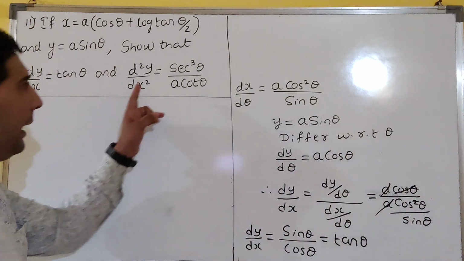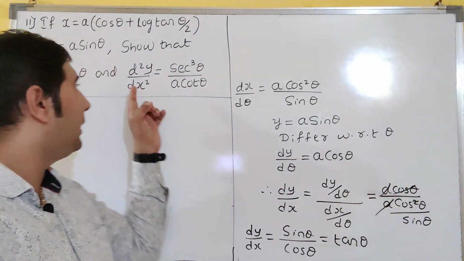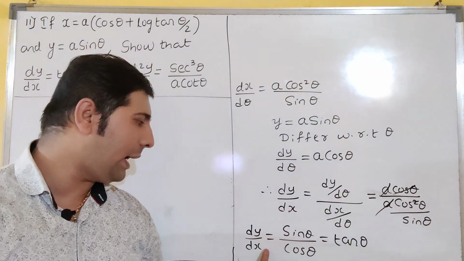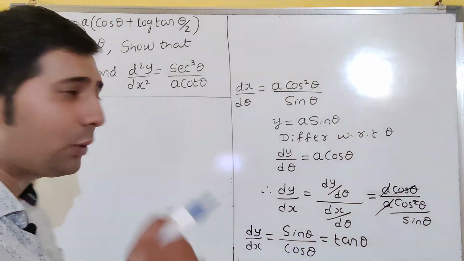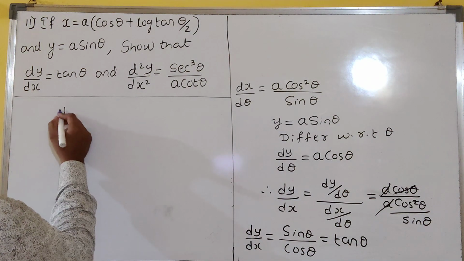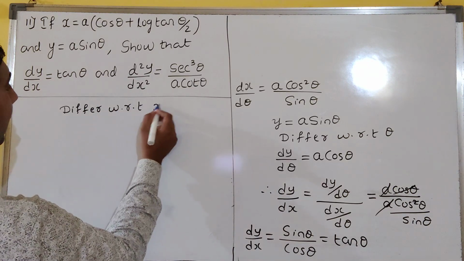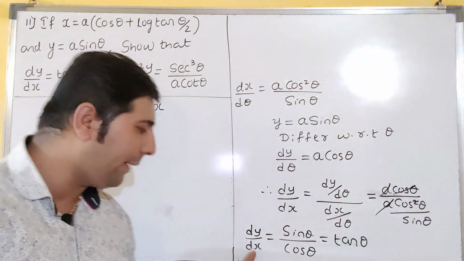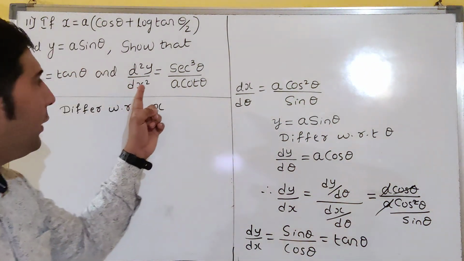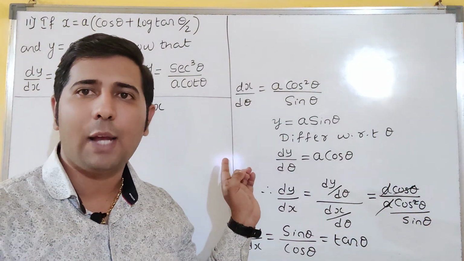I have to show, I have not erased the question because you have to understand what I am proving here. D square y by dx square is equal to sec cube theta divided by a cot theta. So now I will differentiate this one with respect to x. Differentiate with respect to x. Why sir you are doing with respect to x? Because dy by dx derivative is d square y by dx square. I want this only, no? So that's why I am differentiating with respect to x, dear students. I hope it is clear.